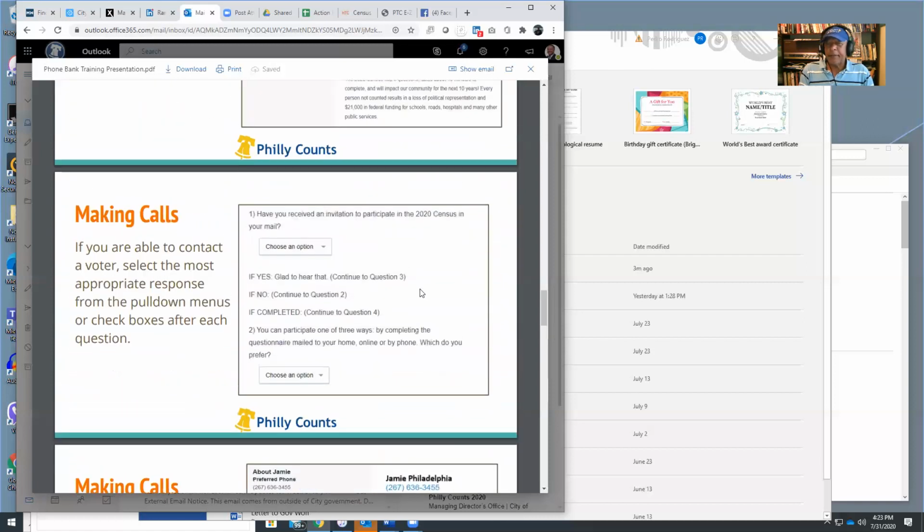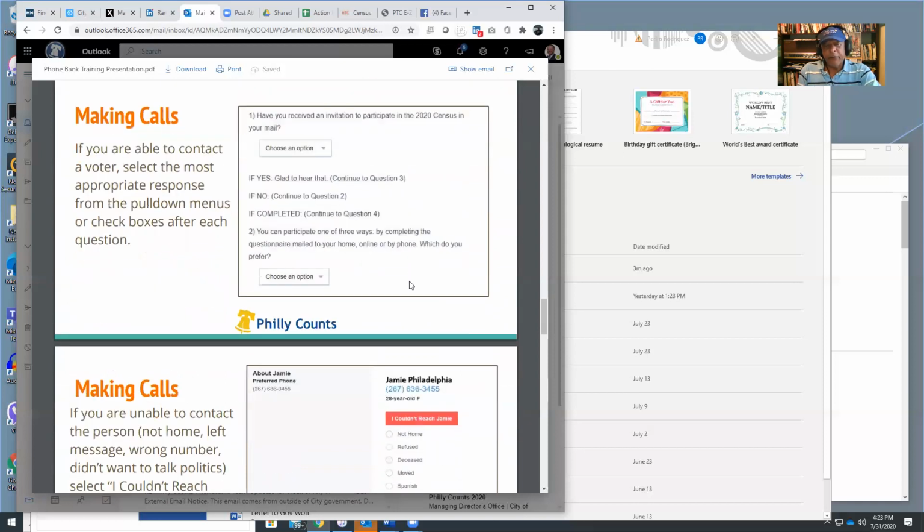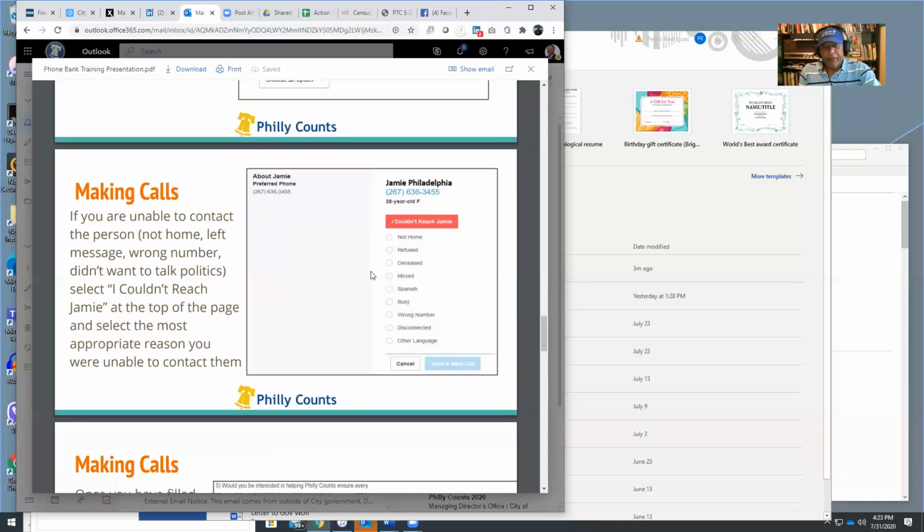Now, if you're calling Jamie and the phone is not being picked up, I usually let it ring until it's about to go into voicemail, at which time I click hang up, and then I click on not home. Once I click one of these buttons, this blue rectangle becomes deeper, and then I can click for the next call.